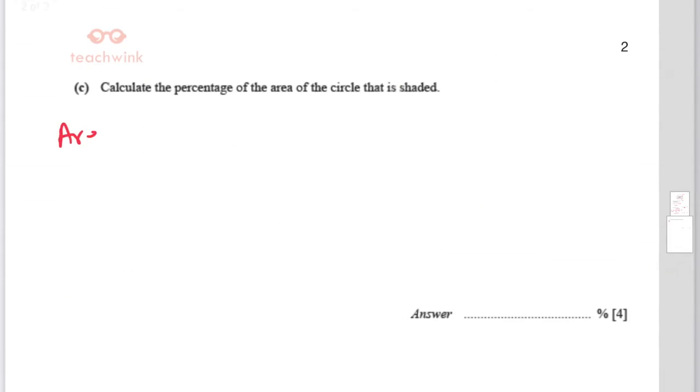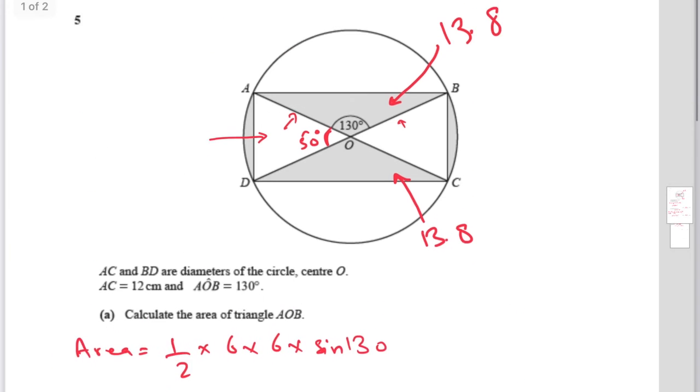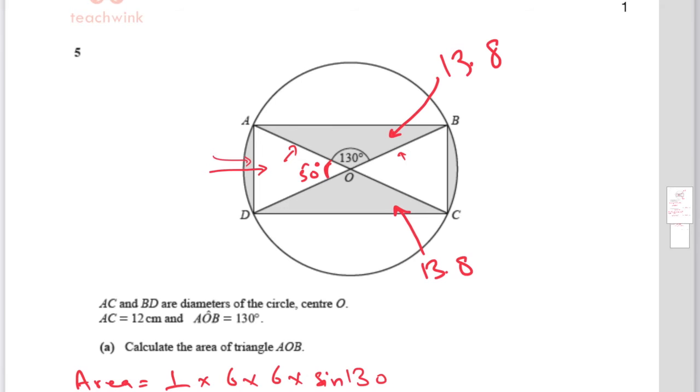So area of triangle AOB and triangle DOC is the same. So we add them together or multiply this by 2. We get 27.6 centimeters squared. Okay, but we're not done with the question yet. We do need the area of this part and of this part. So how do we find that?